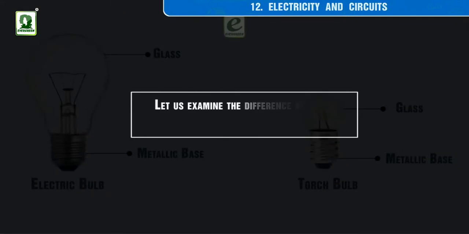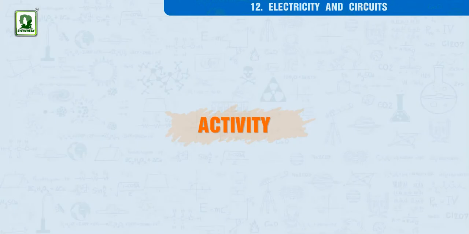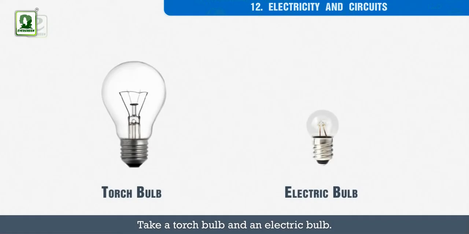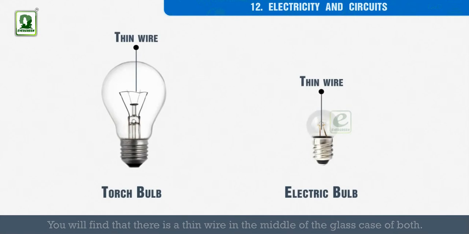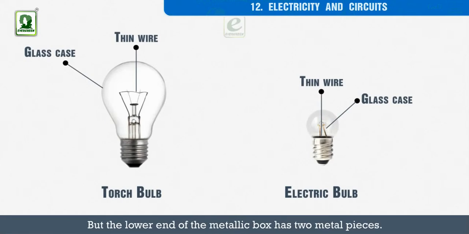Let us examine the difference between an electric bulb and a torch bulb in an activity. Activity: to observe the difference between an electric bulb and a torch bulb. Take a torch bulb and an electric bulb. Observe them carefully. You will find that there is a thin wire in the middle of the glass case of both. The inside of the glass case is also empty. But the lower end of the metallic base has two metal pieces.